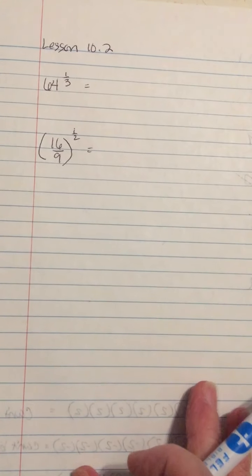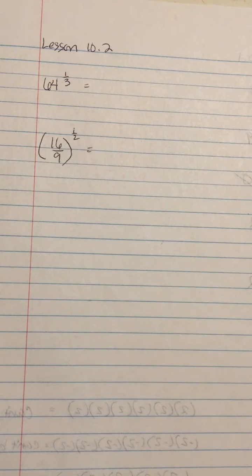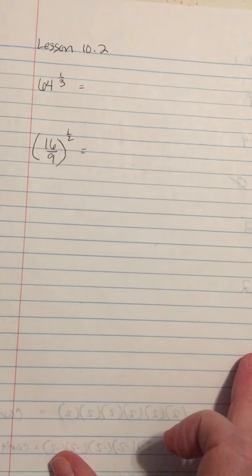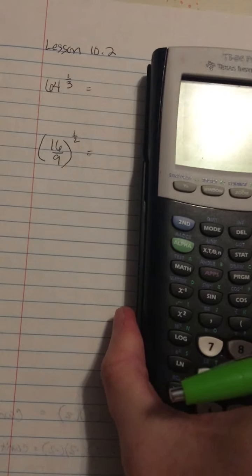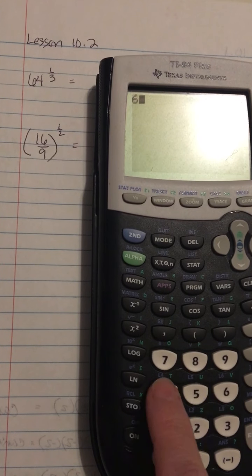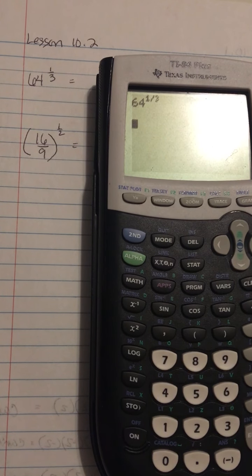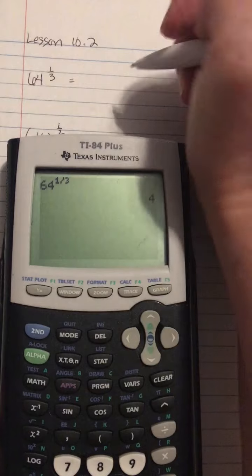Okay, I'm going to move on to lesson 10.2, and I think there's only a couple of things I need to show you here. For lesson 10.2, what we've got here is 64 to the 1/3 power. Mainly, I just want to show you how to put these in your calculator. For 64 to the 1/3 power, you're just going to put 64, then the power button, and then 1 divided by 3. Pretty basic. So that's going to be 4.